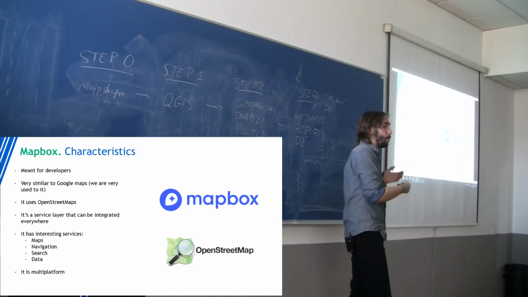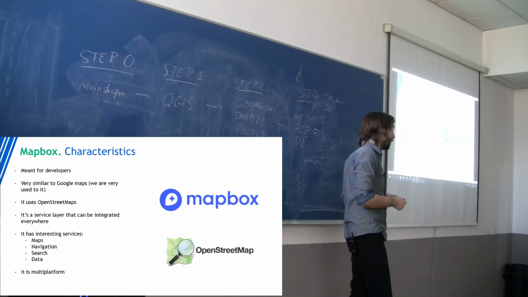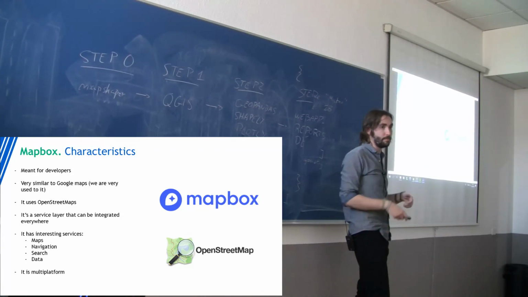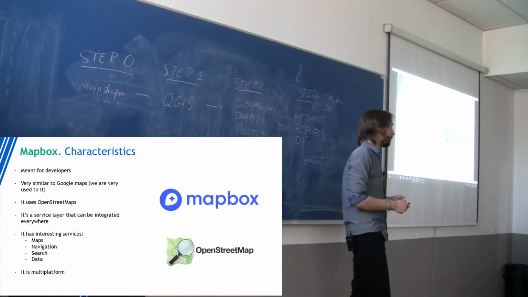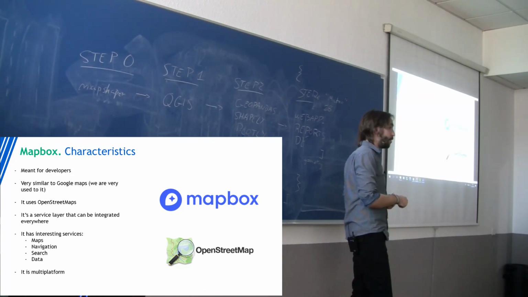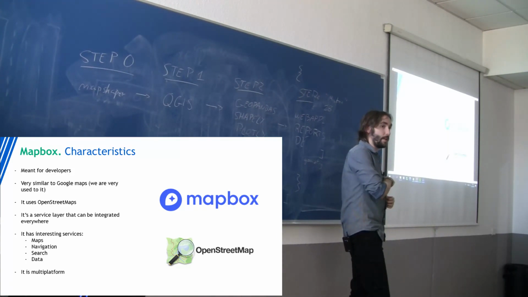So if you want to create your own web app, for example, you may want to take a look at Mapbox, because, imagine Google Maps. It's a map provider from Google, and Mapbox is a free option for providing maps. Usually, instead of using the Google data, they use OpenStreetMap.